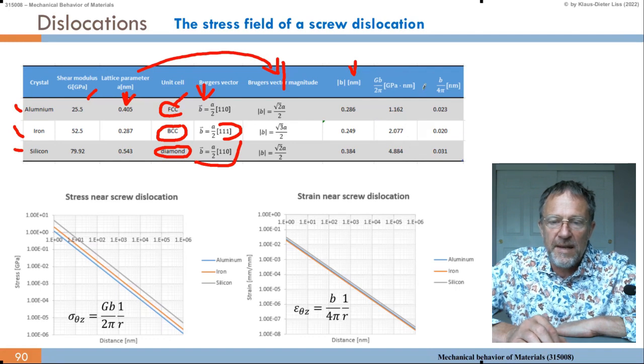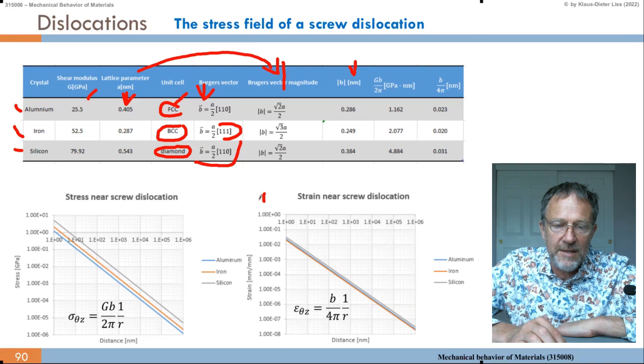And also, we said there's the b over 4 pi we need, as in our formula. So here, epsilon theta z equals b over 4 pi times 1 over r. So the b over 4 pi becomes 0.023, 0.020, close together, and a little larger, 50% larger, 0.031. So we put that together here on this logarithmic scale.